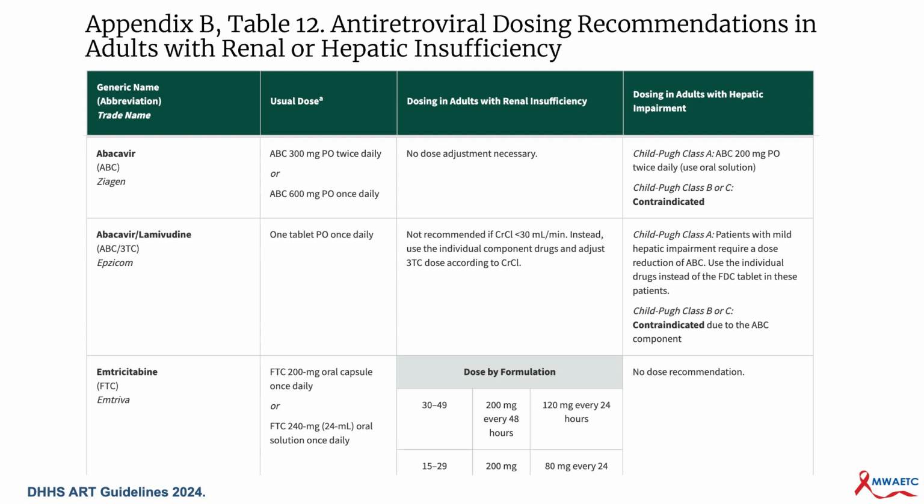So I find I best access it either by Googling ART renal failure ART guide or DHHS guidelines, or you can go to Appendix B and then scroll all the way down to the bottom. And for every medication, it goes through the usual dose and then the dosing in adults with renal insufficiency. On the far right column, we've got the hepatic impairment too, but really we're focusing on renal here.